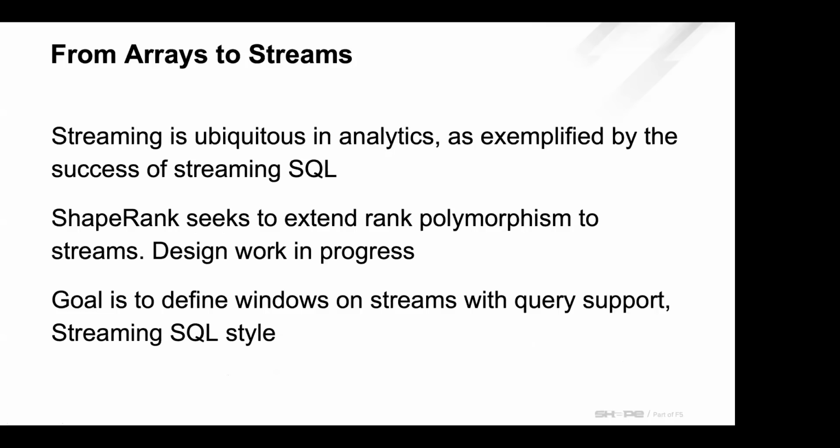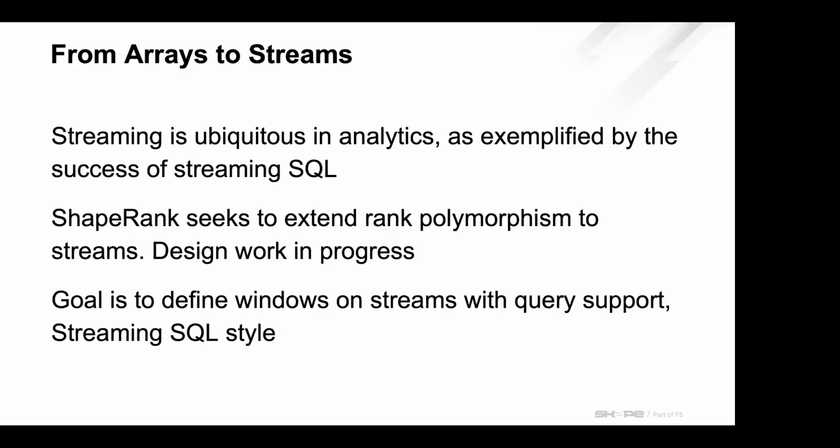So the first thing that we're trying to do is to move from arrays to streams. Streaming is obviously very useful and hot right now, and we're basically extending rank polymorphism to streams. So rank polymorphism, for those who might not be familiar with the term, is a fancy way of describing this process of lifting all the operations to arrays. It basically means that you can write code that is polymorphic over the rank of the array, that is the number of dimensions.